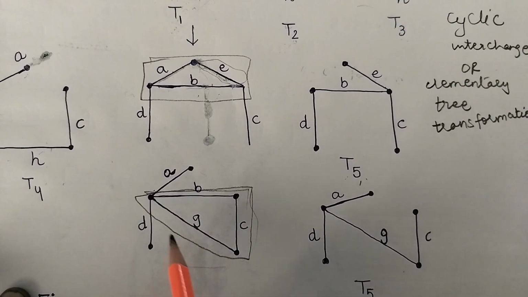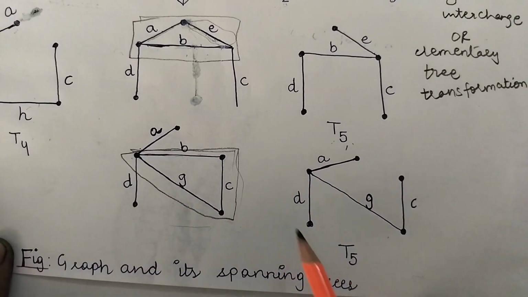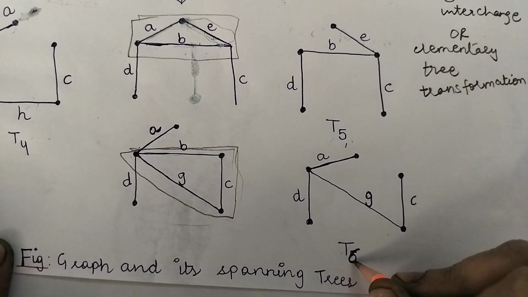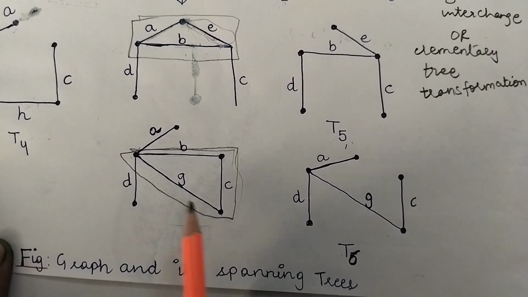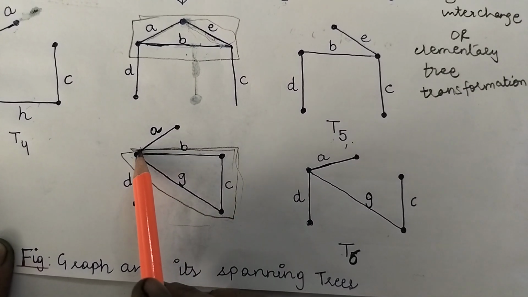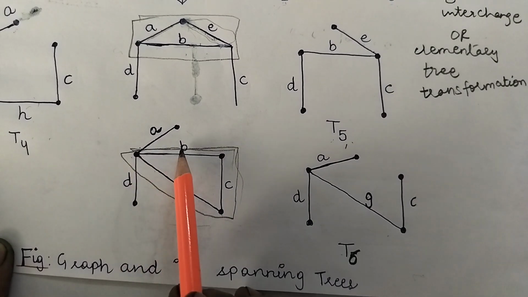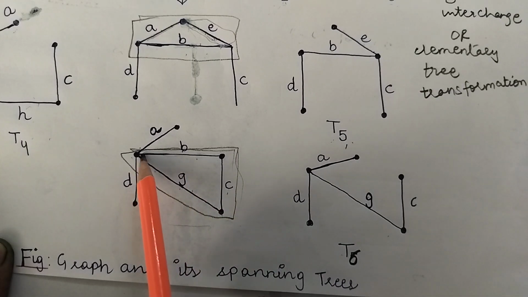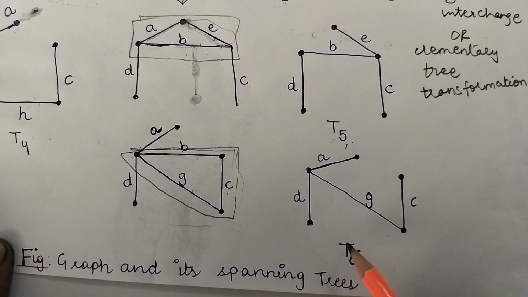So again a fundamental circuit is formed here, and now from this fundamental circuit I will remove any appropriate branch and I get another spanning tree. Say for example, I remove the branch B from this fundamental circuit, this is the spanning tree I get. Another spanning tree, say T6, I will get by removing the branch B from the spanning tree to which chord G was added, and when chord G was added to the spanning tree, fundamental circuit BCG was formed, and then from this fundamental circuit BCG I removed the branch B and I got this spanning tree named as T6, right?